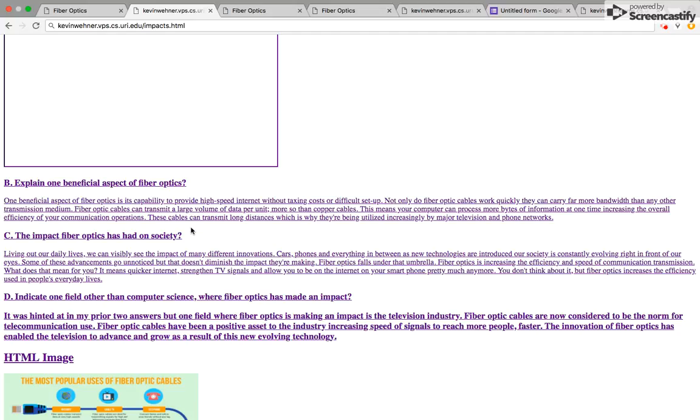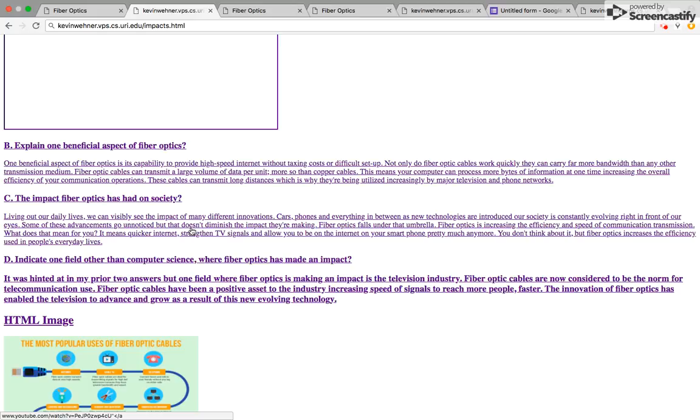That brings us to our next question, which is what impact fiber optics has on society. You may not know it, but you see fiber optics every day. Fiber optics is a part of our daily lives. It strengthens the TV signals or the telephone calls or the emails you send or the Google searches you have every single day. A lot of the most popular telecommunication networks, like for example Verizon, use fiber optics.